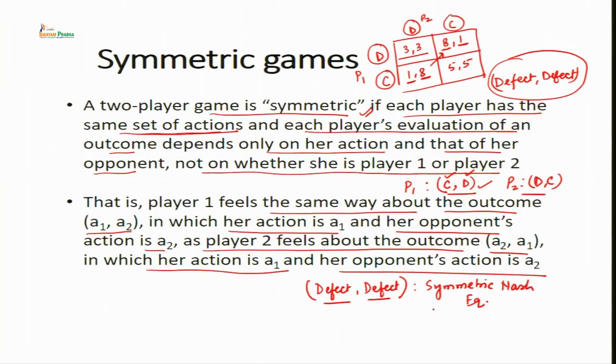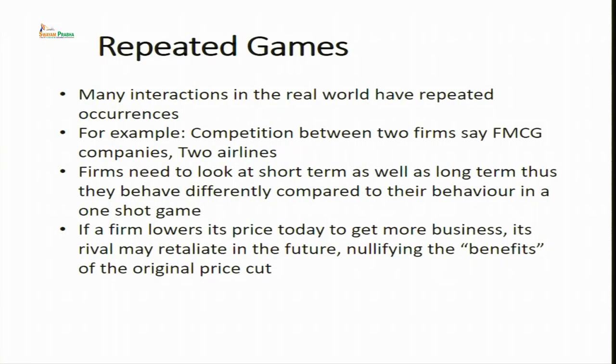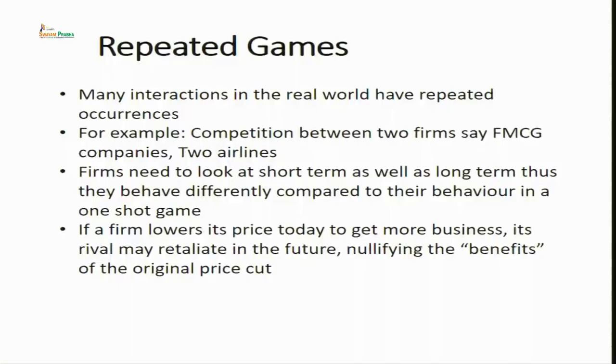Okay. Symmetric Nash equilibrium. So, having done this, now we will touch upon a concept called repeated games. Till now, in the kinds of games we discussed, players meet just once and play the game only once, and they do not know each other. But in many situations in real life, there are repeated interactions. What does that mean? It means that players meet more than once. It is not the case that they interact just once and what happens later does not matter. In many real life situations, they interact repeatedly. There are repeated occurrences of this interaction.